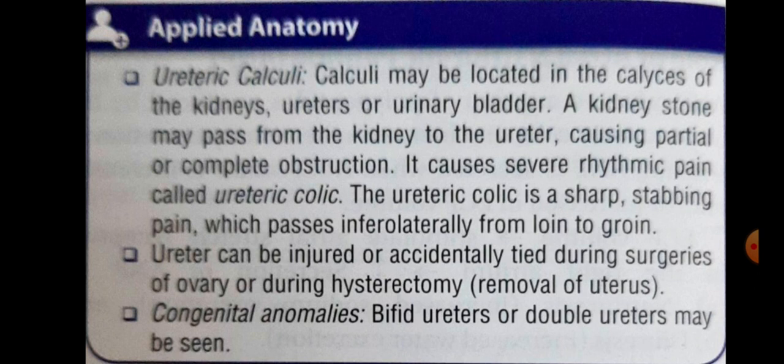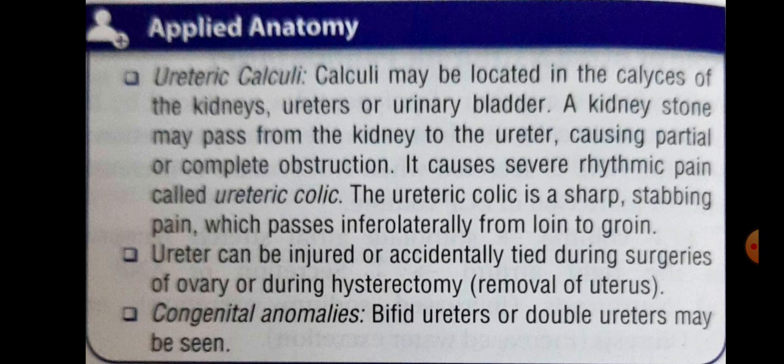Next is the applied anatomy: ureteric calculi. Calculi are nothing but stones. Stone is formed in the ureter. A kidney stone may pass from the kidney to the ureter sometimes, causing partial or complete ureteric obstruction. It causes severe rhythmic pain called ureteric colic.